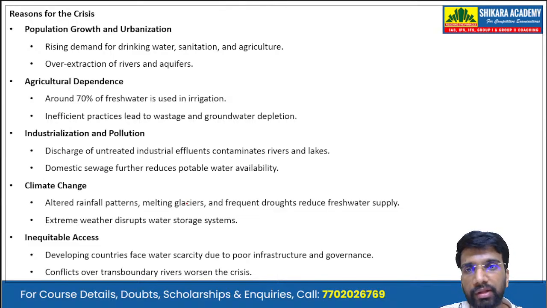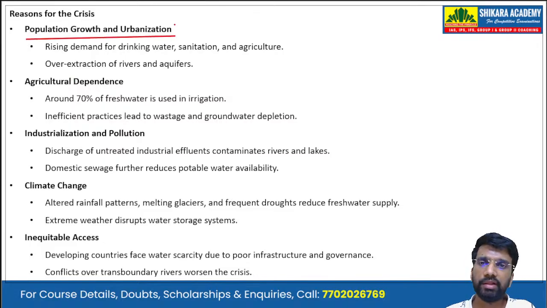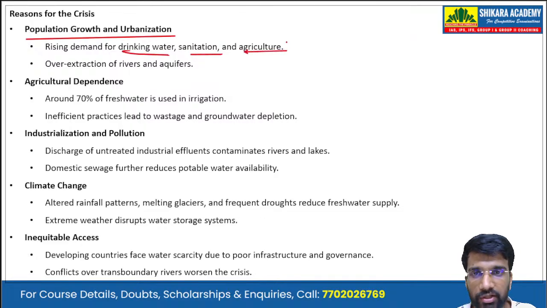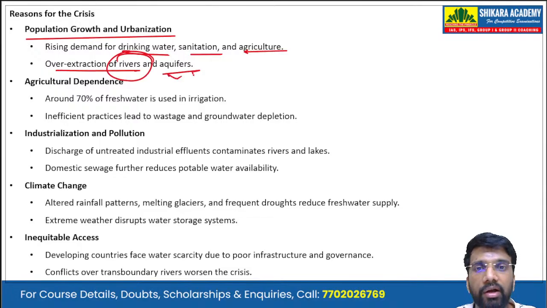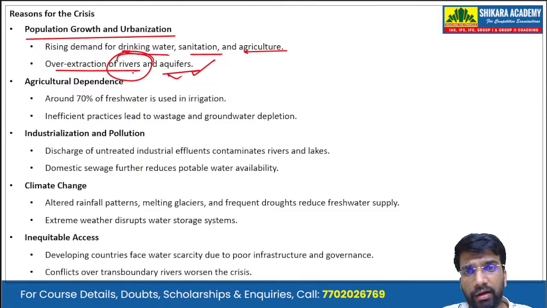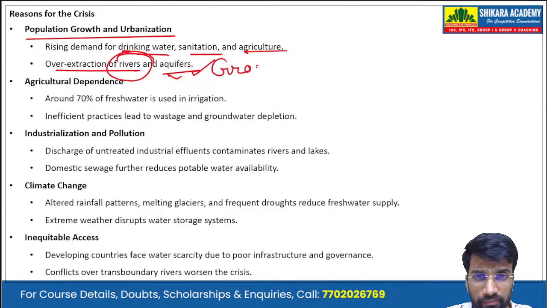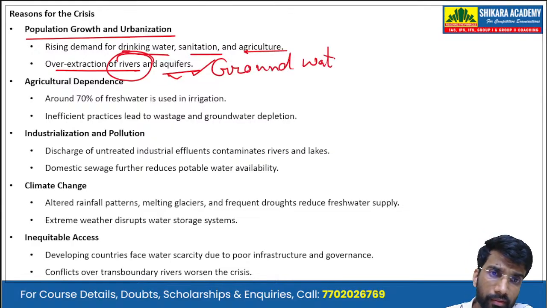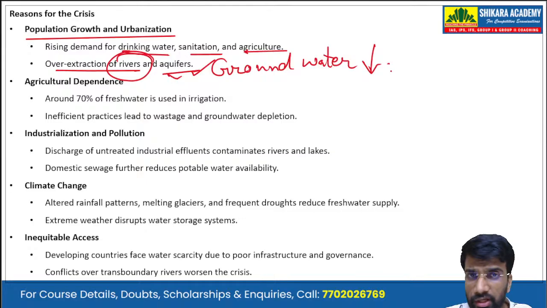So in the body, we discuss the reasons for the crisis of the availability of fresh water. That is population growth and urbanization. There is rising demand for drinking water, sanitation and agriculture. And this has led to over extraction of rivers, canals and the groundwater aquifers. So the majority of the large cities in India, their groundwater level has come down substantially and they are under water stress.